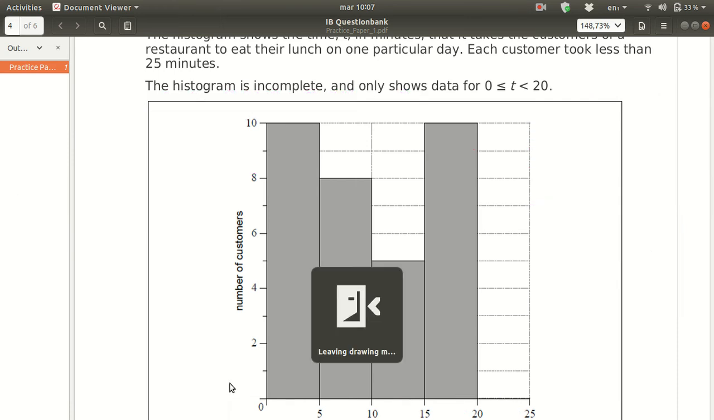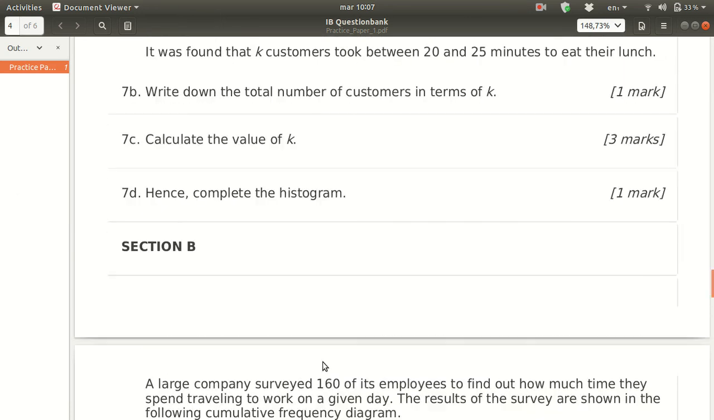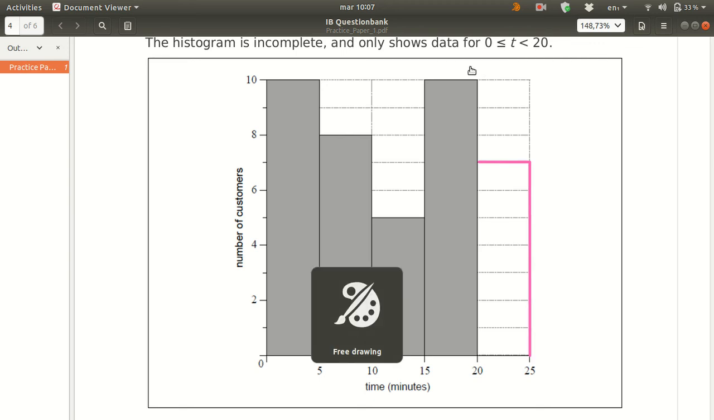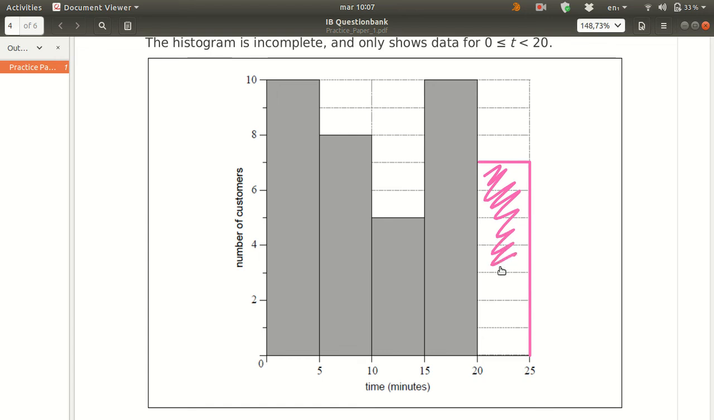And the last point, hence complete the histogram. So for this last interval, there needs to be a bar at 7. There we go. That's it.